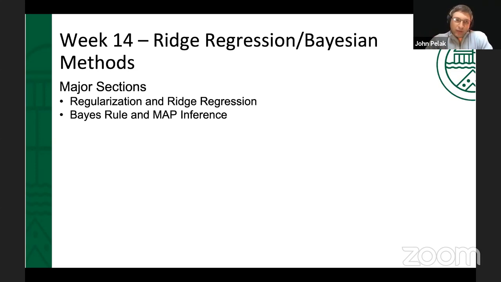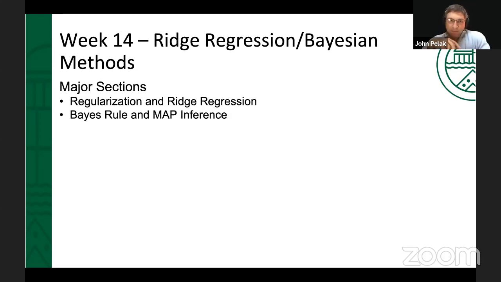In addition, next week we'll also cover Bayes rule and MAP inference. MAP inference is the maximization of the a posteriori. Remember Bayes rule: it allows you to express a degree of confidence about a given observation, given knowledge of the probability distributions of the population from which that sample or observation was drawn.